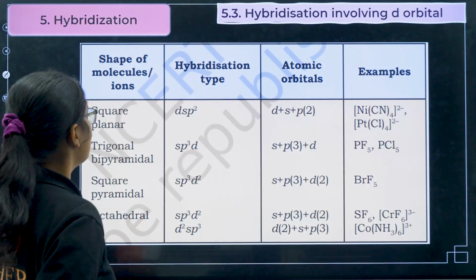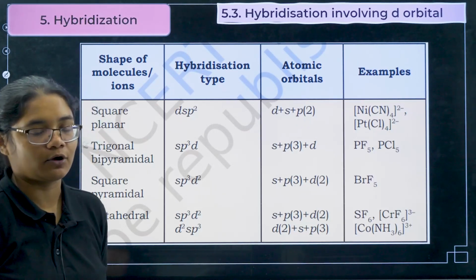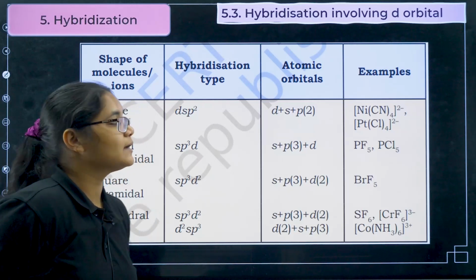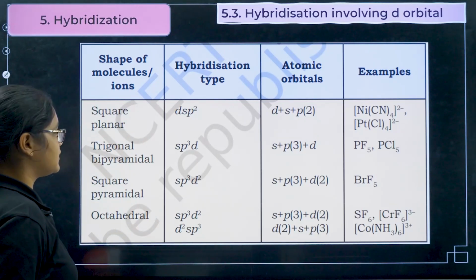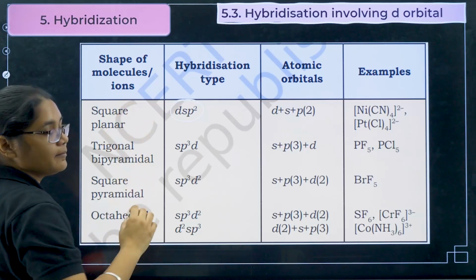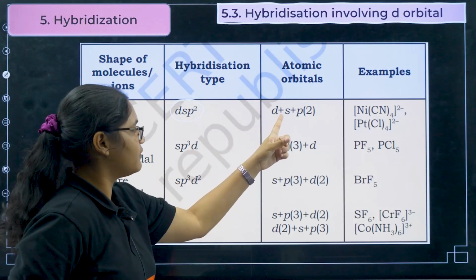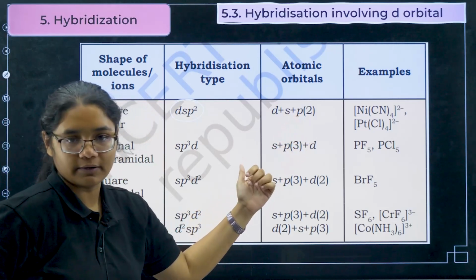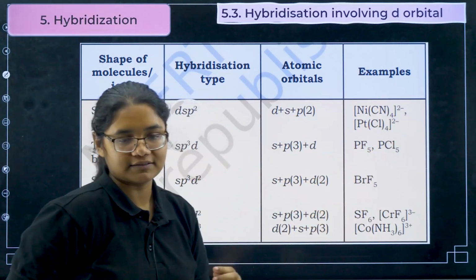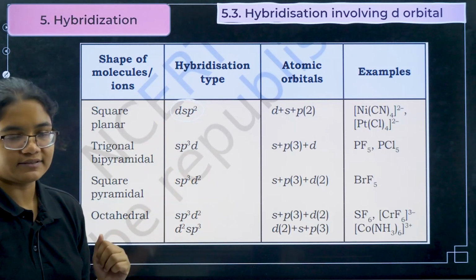Now coming to hybridization which includes d orbitals. So just now we saw s and p orbitals, right? sp, sp2 and sp3. Then let us see some hybridization where d orbitals are also involved. So first we have dsp2. Here the shape you should remember is square planar, and in this we have one d orbital, one s orbital and 2 p orbitals. Examples here are [Ni(CN)4]2-, [PtCl4]2-. In coordination chemistry you must have come across this particular hybridization.